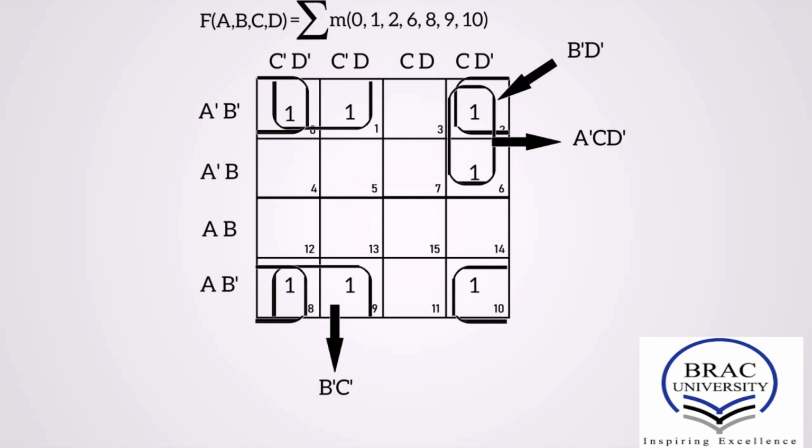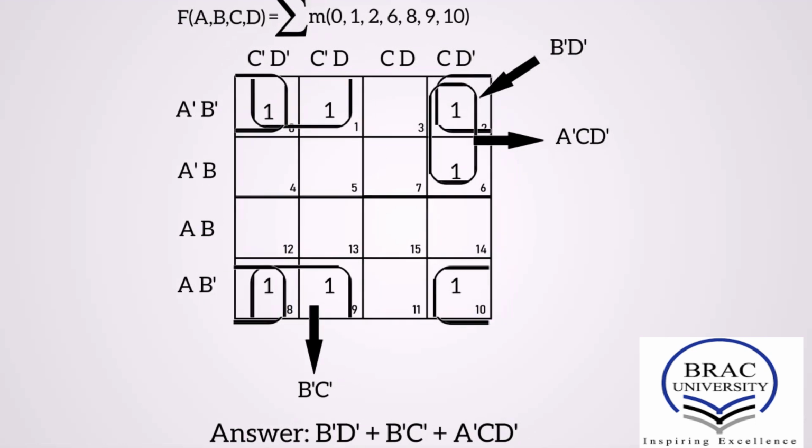In the final step, we will add these terms and get our final answer. So the answer is B prime D prime plus B prime C prime plus A prime C D prime. This is our simplification result.